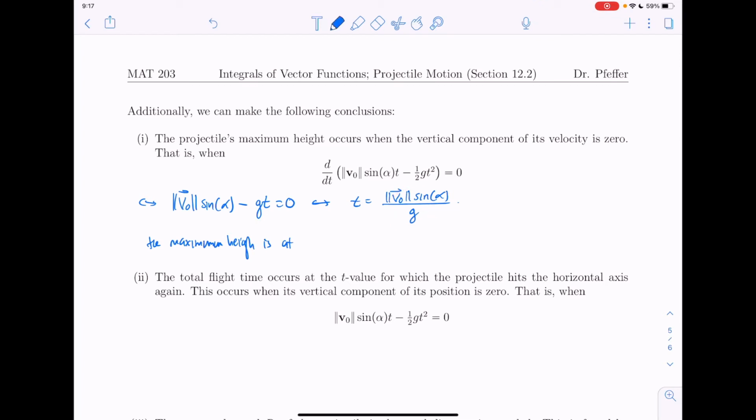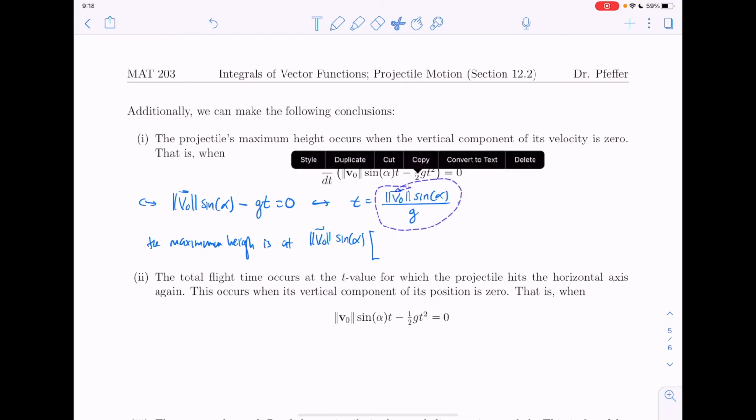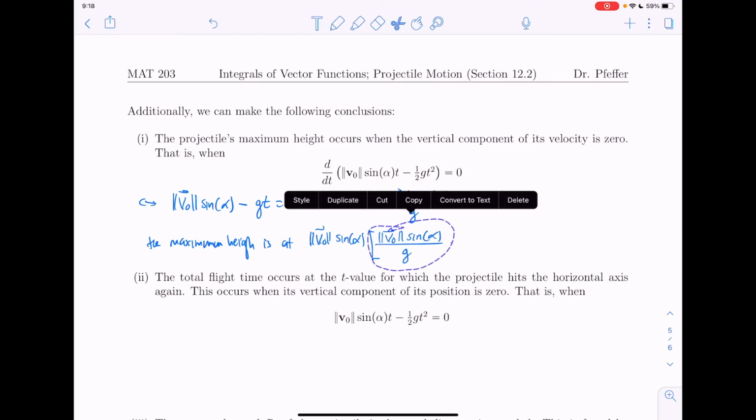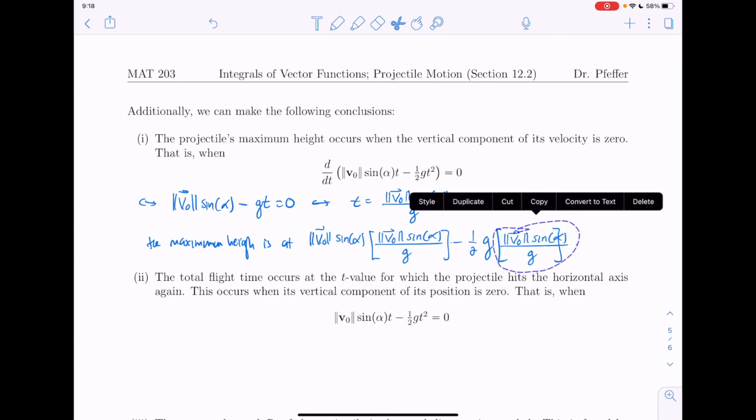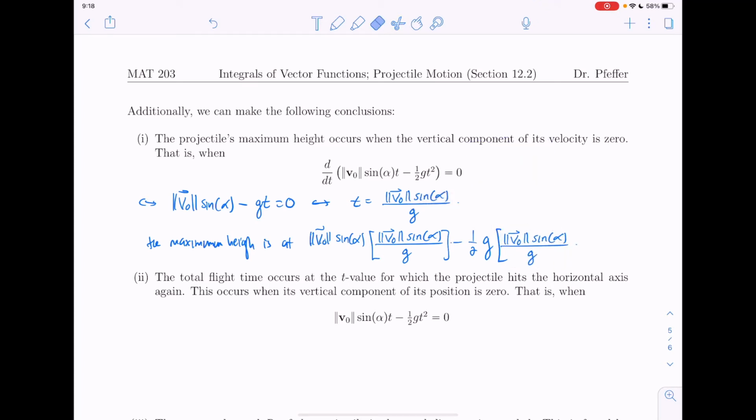So what are we going to get there? We're going to end up with the magnitude of v naught times the sine of alpha multiplied by this t value, minus 1/2 times g times, again, the same t value right here, squared.